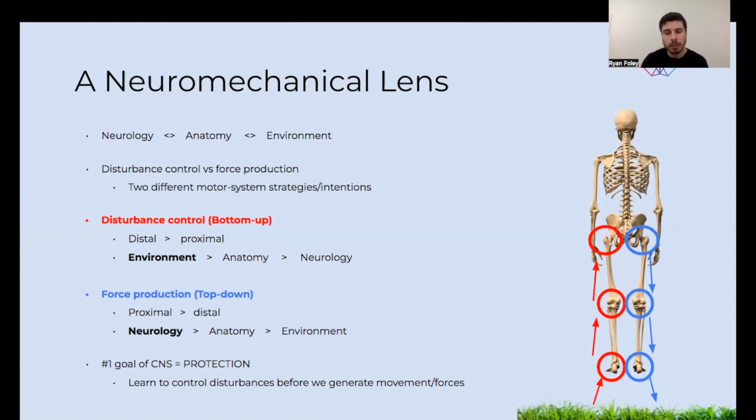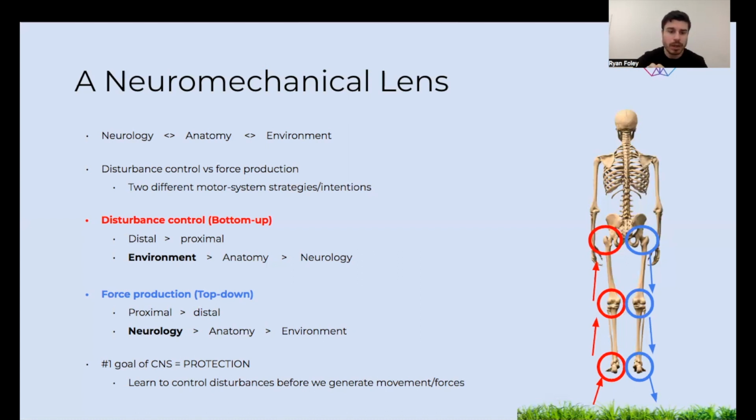Okay, we can also see this through more of a distal to proximal lens as well, and how this more bottom-up strategy would bias more of a distal to proximal dominant strategy, where the distal tissues are dealing firstly with those direct forces. They are in direct contact with the external forces, and then they share those forces proximally. Okay, and then lastly, if we consider this interaction at the top, this interaction shifts to where the environment is more so guiding what's happening at the anatomy and the neurology, not the other way around, which is what we see with more of a force production strategy.